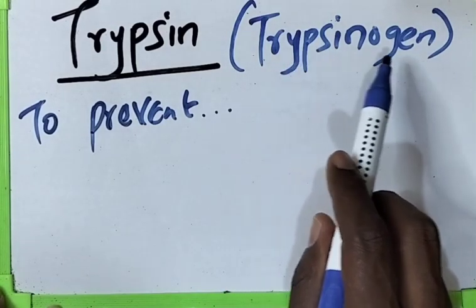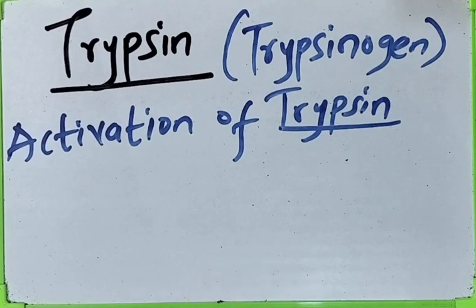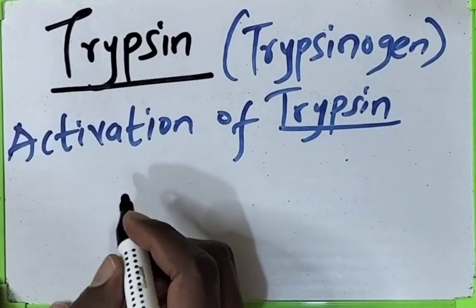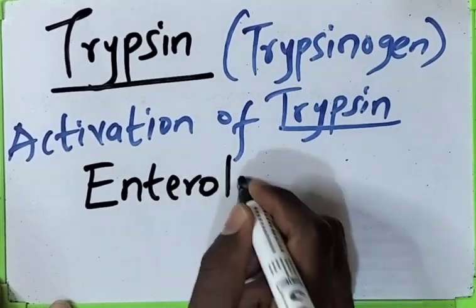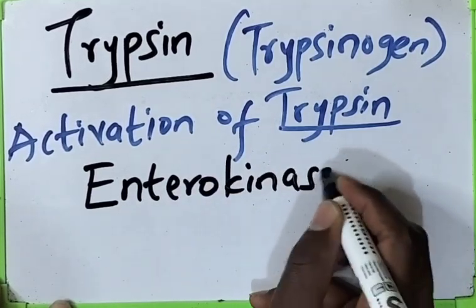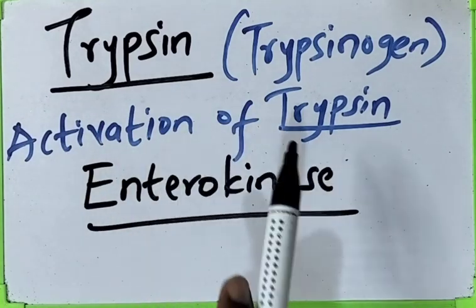Then what activates it? Trypsinogen is converted or activated to trypsin by another enzyme we call enterokinase. So the enzyme enterokinase is the one that activates trypsin, that is converting it from trypsinogen to trypsin.